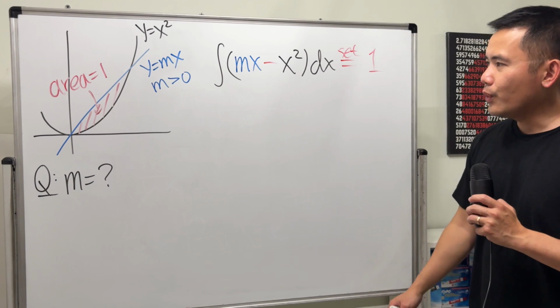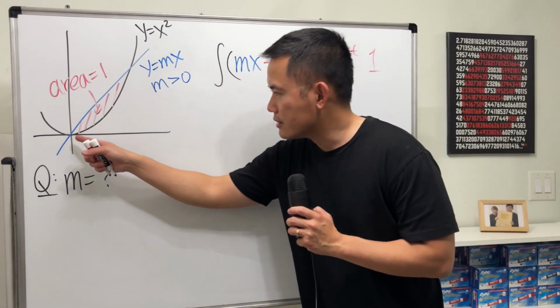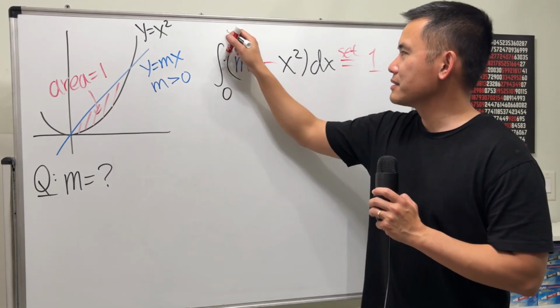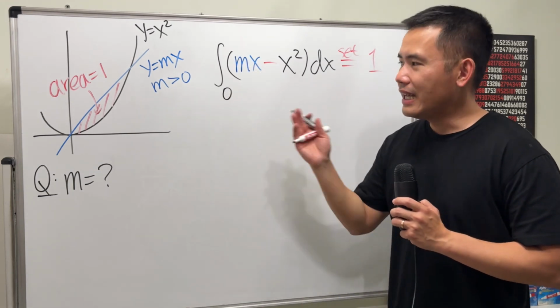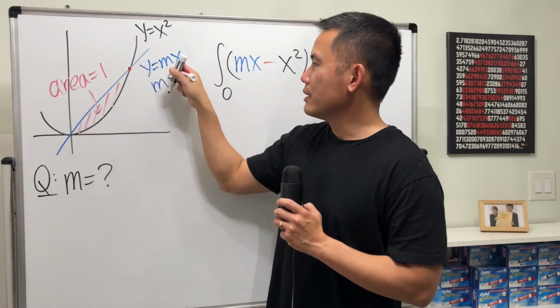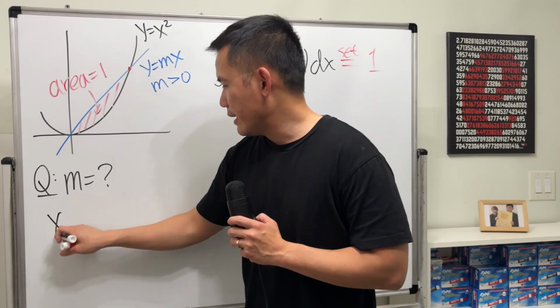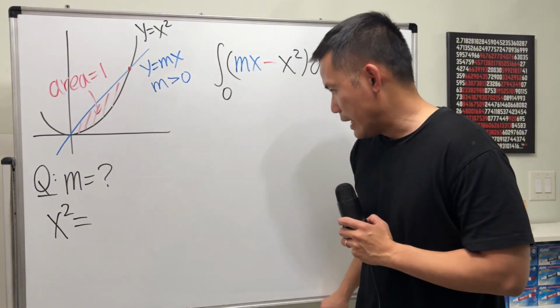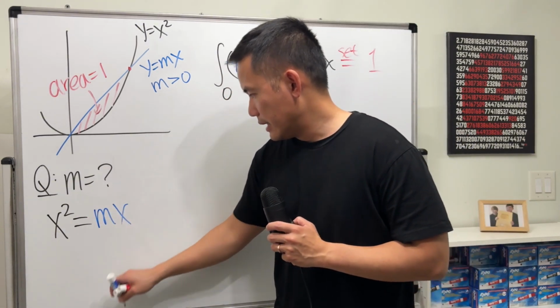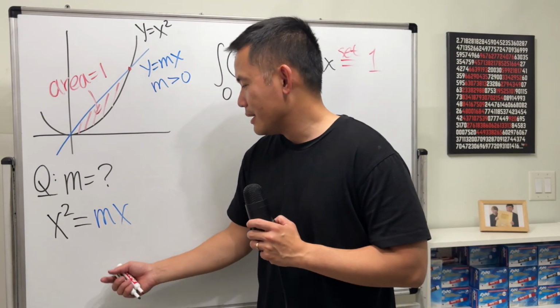But of course, what we're missing is the boundary, right? Start at 0. That is okay, but ending at what? That we will have to do some math. That's an intersection between this and that. So we are going to just set this equal to the other. x squared is going to be equal to mx. And then, well, you can just look at it, x has to be equal to m, right? But let me just show you.